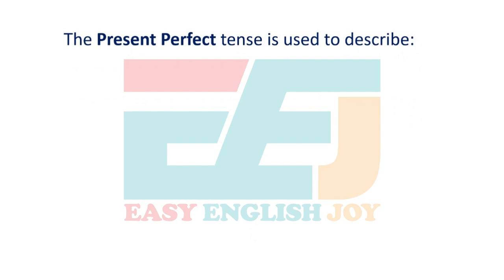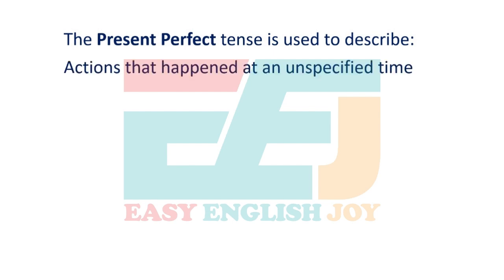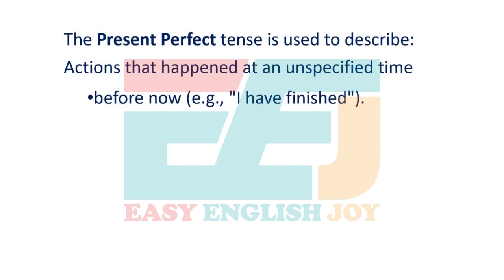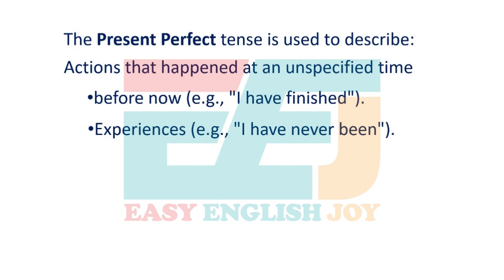The present perfect tense is used to describe actions that happened at an unspecified time before now. For example, I have finished. Experiences. For example, I have never been.